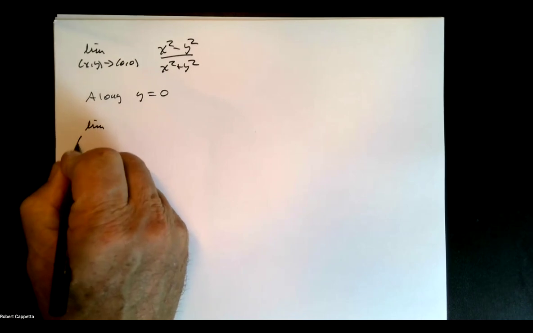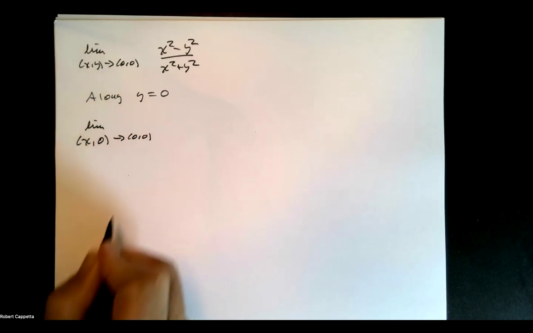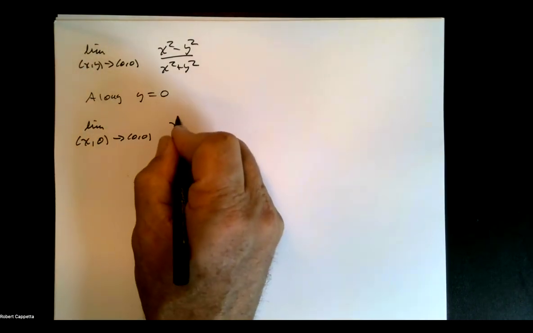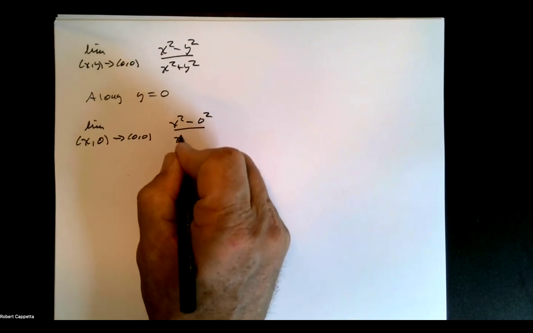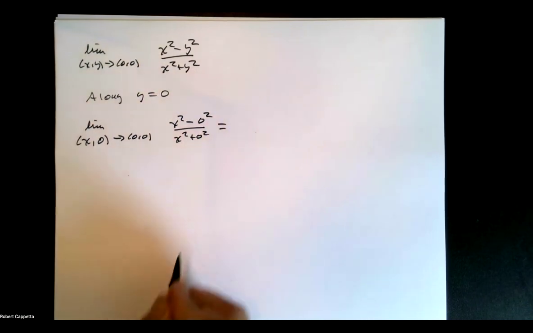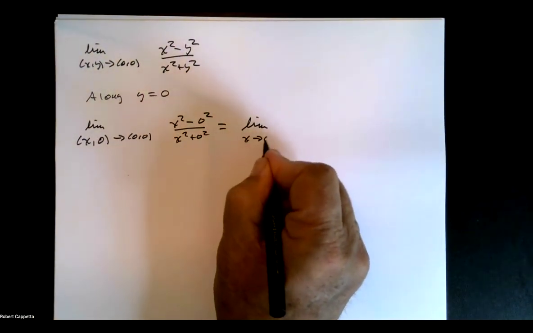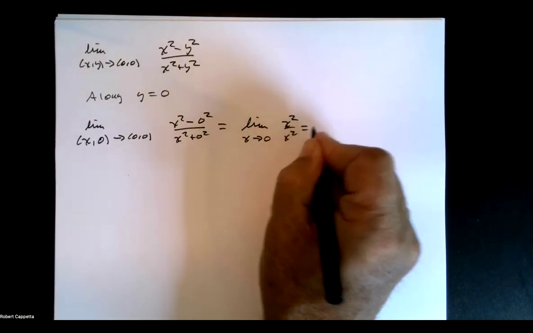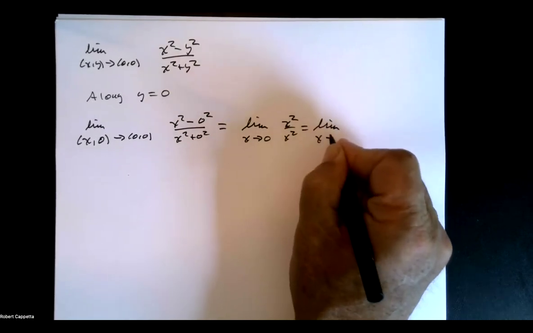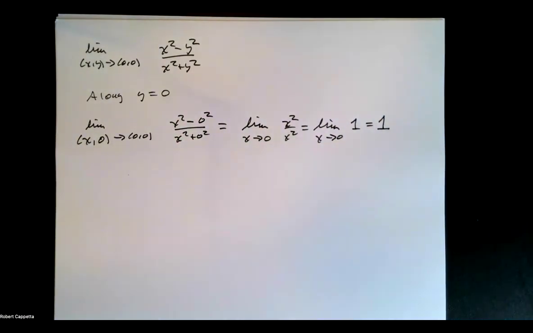Well, that becomes the limit as (x, 0) approaches (0, 0), because y is 0, of x squared minus y squared over x squared plus y squared, which is x squared minus 0 squared over x squared plus 0 squared. I no longer need two dimensions here. One is good enough. The limit as x goes to 0 of x squared over x squared is the limit as x goes to 0 of 1, which equals 1. So that was a more formal approach along that direction.